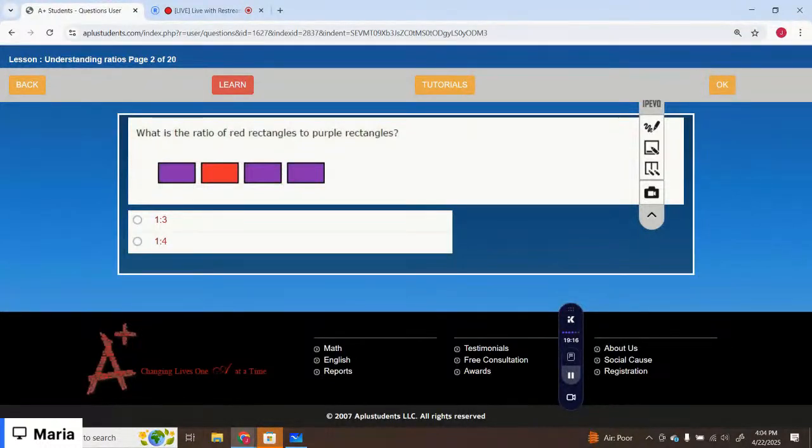What is the ratio of the red rectangles to purple rectangles? Which is the correct option? That is 1 ratio 3: 1 red rectangle to 3 purple rectangles. Option number 1 is the correct option.